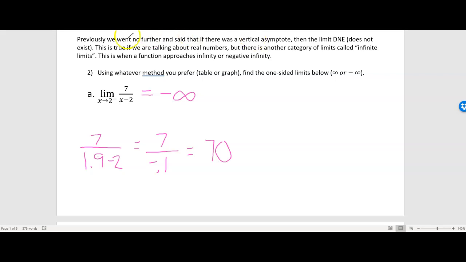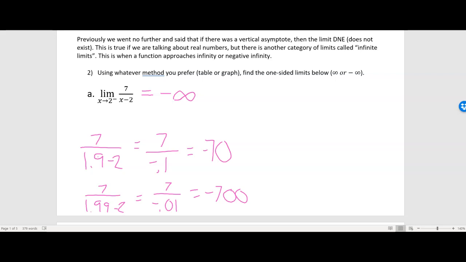And if we keep taking numbers that are closer and closer to 2 from the negative side, right? So maybe we do 1.99. So 7 divided by 1.99 minus 2. This will give us 7 divided by negative 0.01, which should be negative 700. You can see as we get closer and closer to 2, those numbers become more and more negative. And that's because our numerator is always positive and our denominator is always negative.